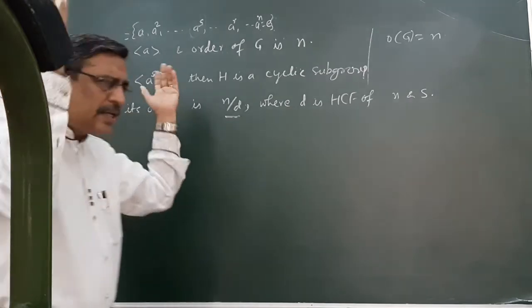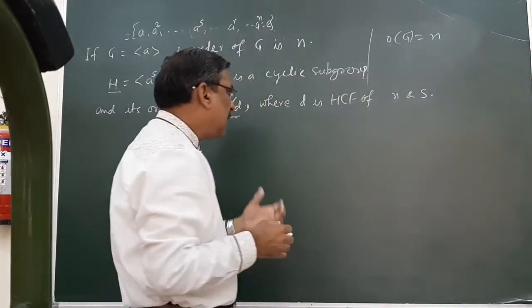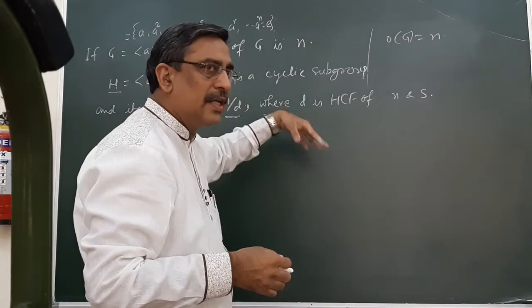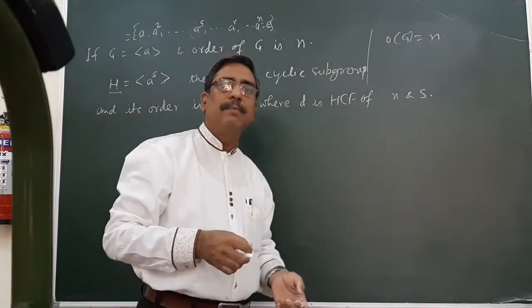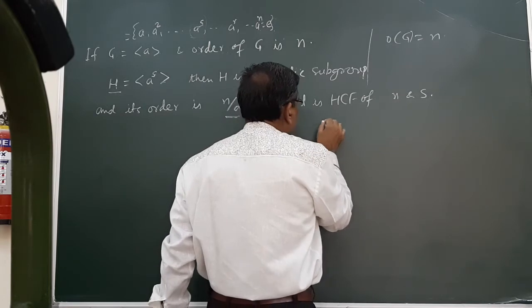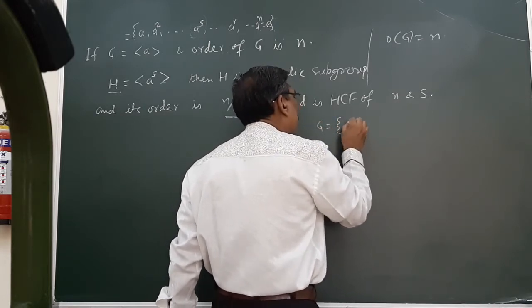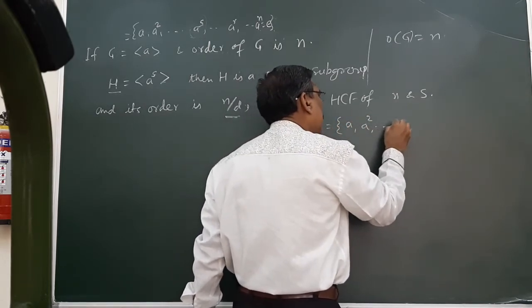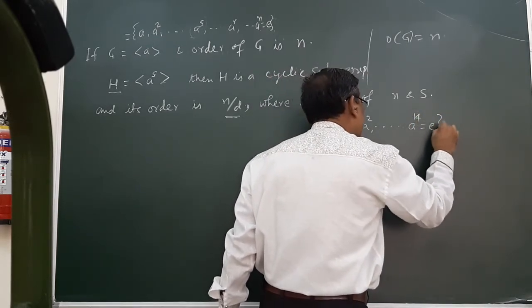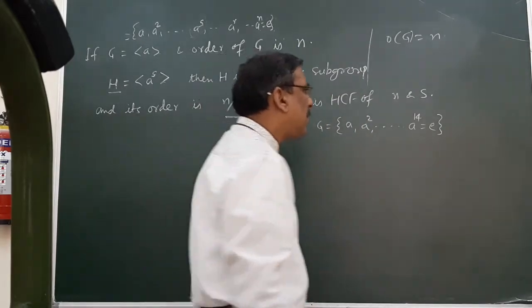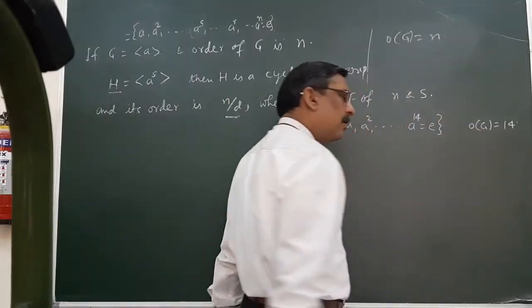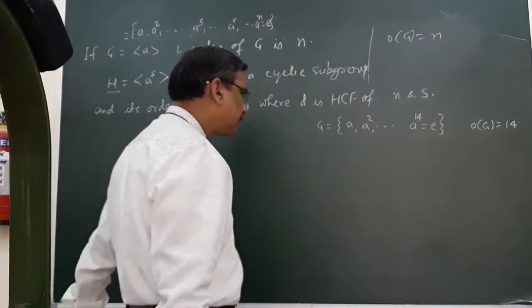Now let us take a simple example. With the help of an example, I can predict this very easily. Later on, I will prove it mathematically also. So let us take G as a group with A raised to the power 14 equal to identity, which means the order of G is 14.